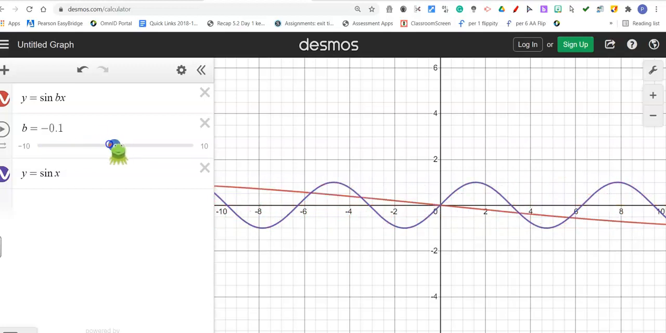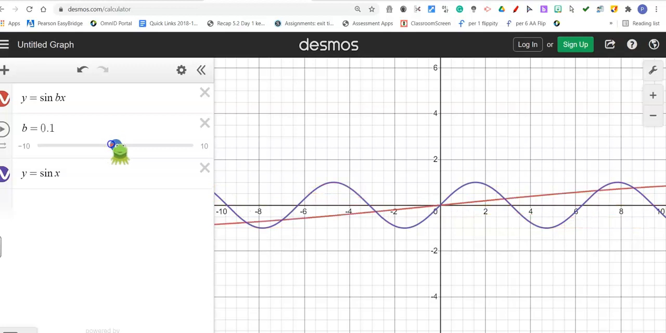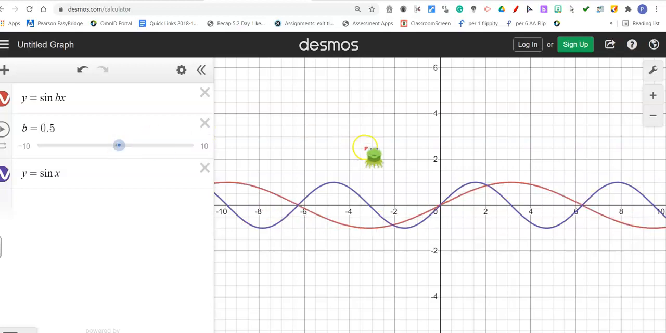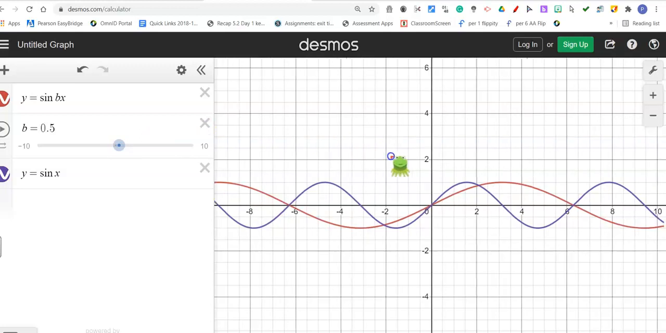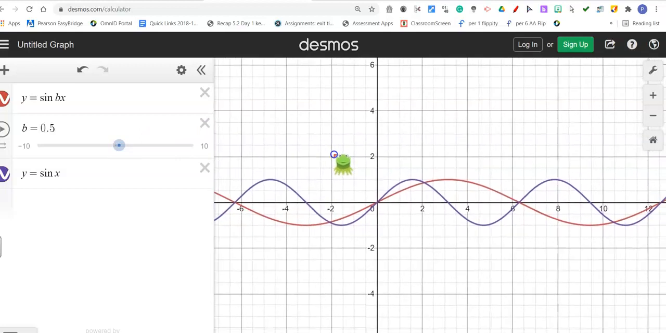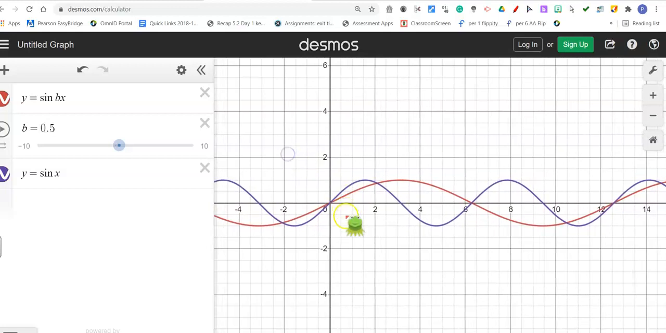Okay, let's do fractions. Let's go from 0. Oh, look at that. 1. How about a half? Let's see if I can get to a half. What happens? Wow. Okay, I think I'm going to scoot this over just a little bit, to see if I can see that full period from 0 to a little more than 12.